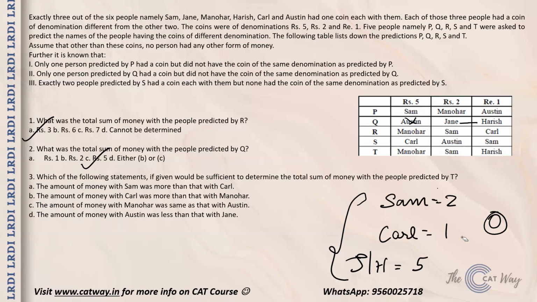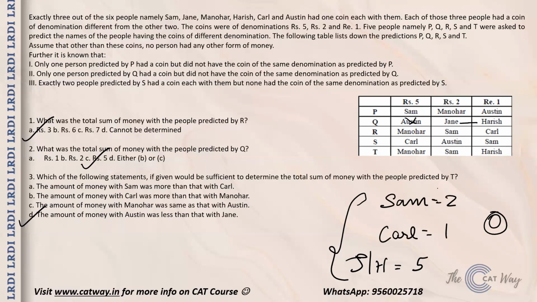Come to the third one. The amount of money with Manohar was the same as that with Austin. We know that both of them have 0 rupees, so we already know this. This is also not helping. That means option D is definitely the right answer, but let's also check why it is the right one.